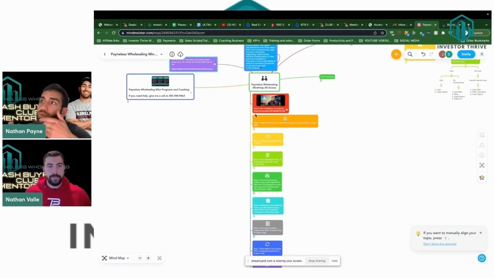Now, I teach what's called the painless wholesaling method of reverse engineering wholesaling. Instead of just pulling a random list when you don't know who your buyers are, I tell you to get buyers first. And that's why today we're going to be talking about how to get real estate investors that you can wholesale to, or cash buyers.